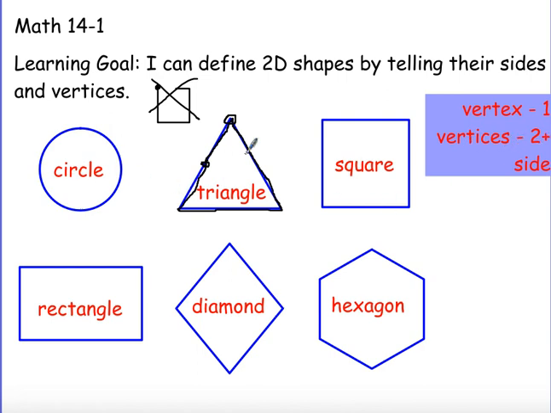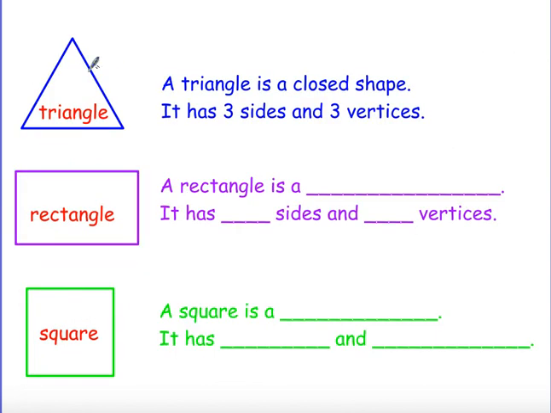Okay, so if we look at the triangle in detail, we can see that the triangle is a closed shape, obviously, because it's a 2D shape, right?